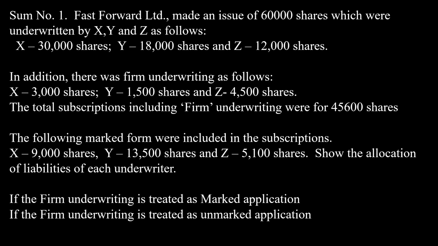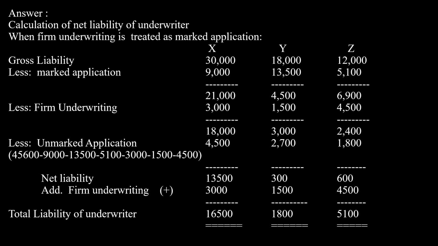So we have to work out the same sum in both ways. Let us see them one by one. Now, let us see how the firm underwriting is treated as marked application. We'll start with the gross liability as usual: X 30,000, Y 18,000, and Z 12,000. The marked application is 9,000, 13,500, and 5,100. After this, we'll subtract the firm underwriting, which is guaranteed by the underwriters for themselves, that is 3,000 shares, 1,500 shares, and 4,500 shares. After subtracting this, the remainder will be 18,000, 3,000, and 2,400.